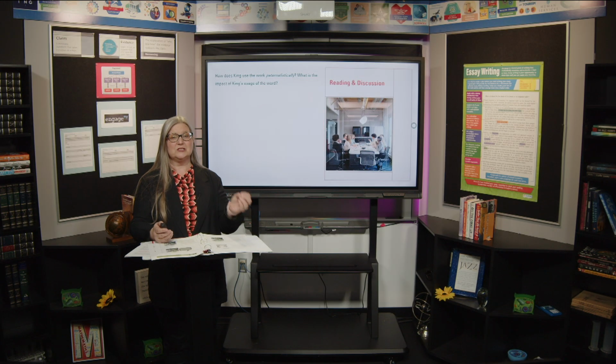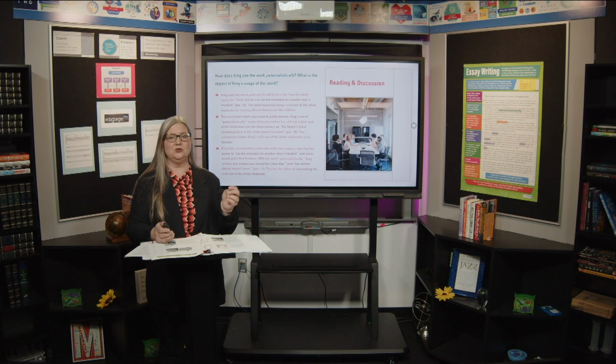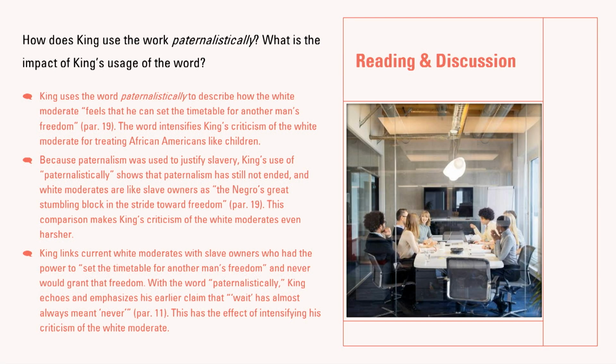So let's look at the response to the impact of using the word paternalistically. So King uses the word paternalistically to describe how the white moderate feels that he can set the timetable for another man's freedom. The word intensifies King's criticism of the white moderate for treating African Americans like children. Because paternalism was used to justify slavery, King's use of paternalistically shows that paternalism has still not ended, and white moderates are like slave owners as the Negro's greatest stumbling block in the stride towards freedom. This comparison makes King's criticism of the white moderates even more harsh.